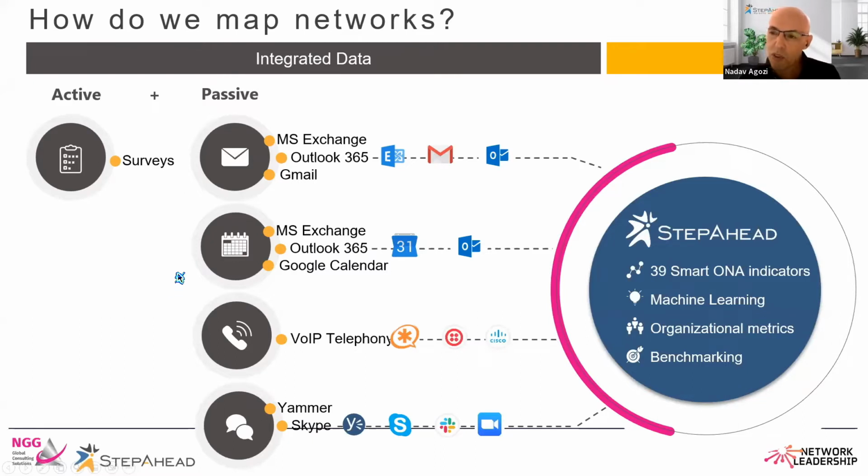And passive ONA. Passive ONA is collecting all kinds of network channels, so communication channels. If I send an email to Yuval, then Yuval is my connection. And if Yuval sends me back the same email, then there is reciprocity, right? So ONA platforms like Step Ahead collect this kind of data.